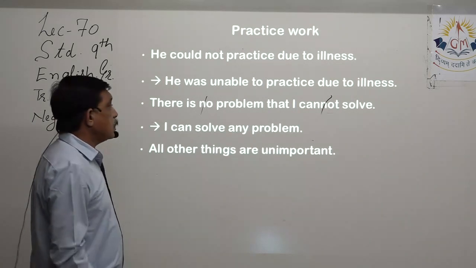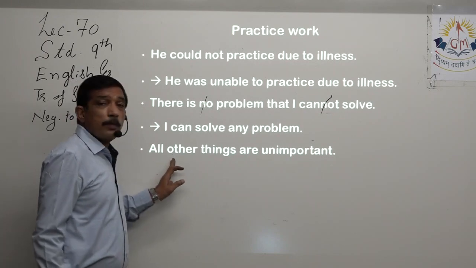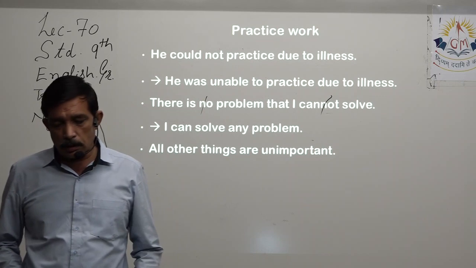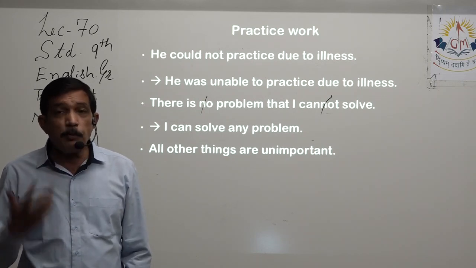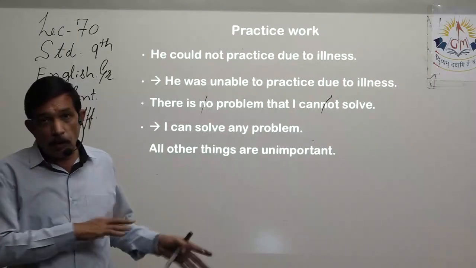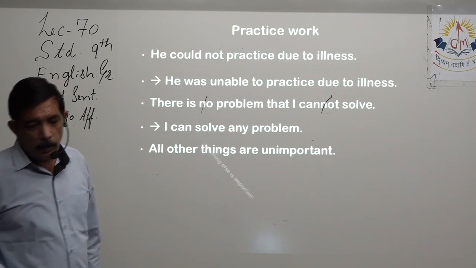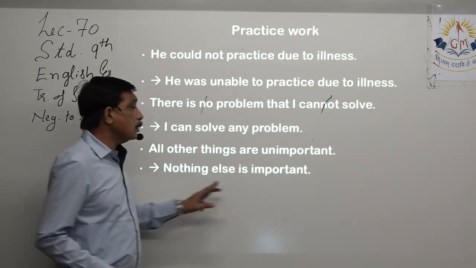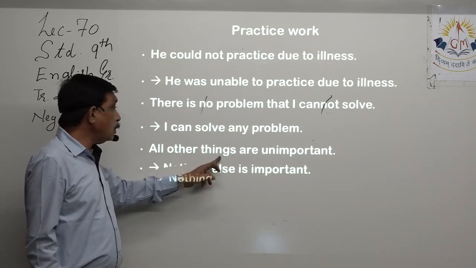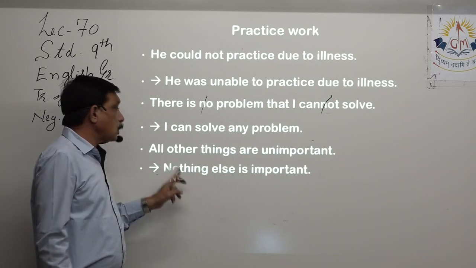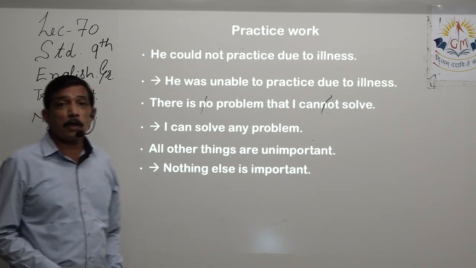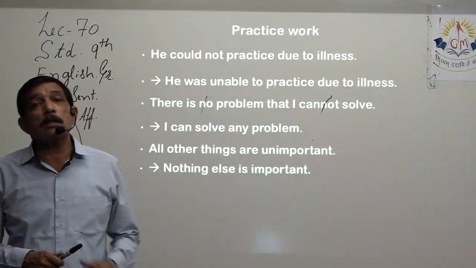All other things are unimportant. This is affirmative. We have to change it into negative. All other things are unimportant. That means this is important. All other things are not important. Unimportant, not important. So nothing else is important. No other thing, nothing. That means nothing else other than this one is important. So this one is important, nothing else is important.